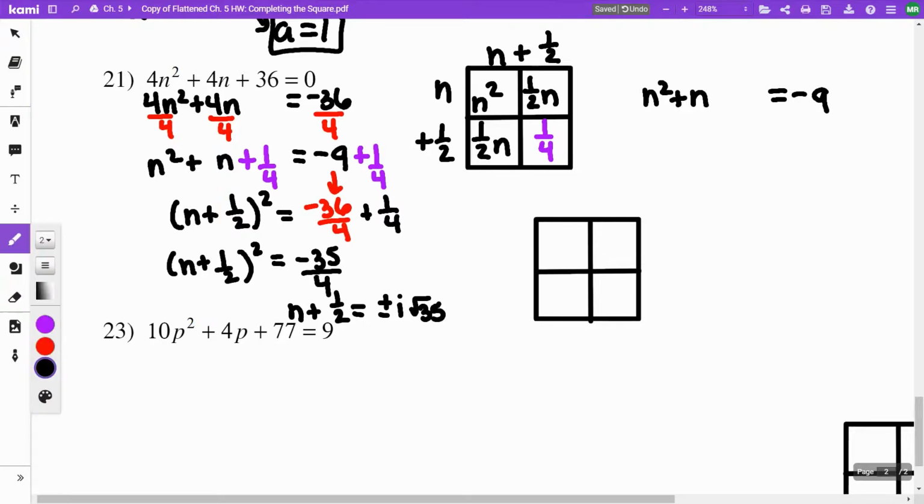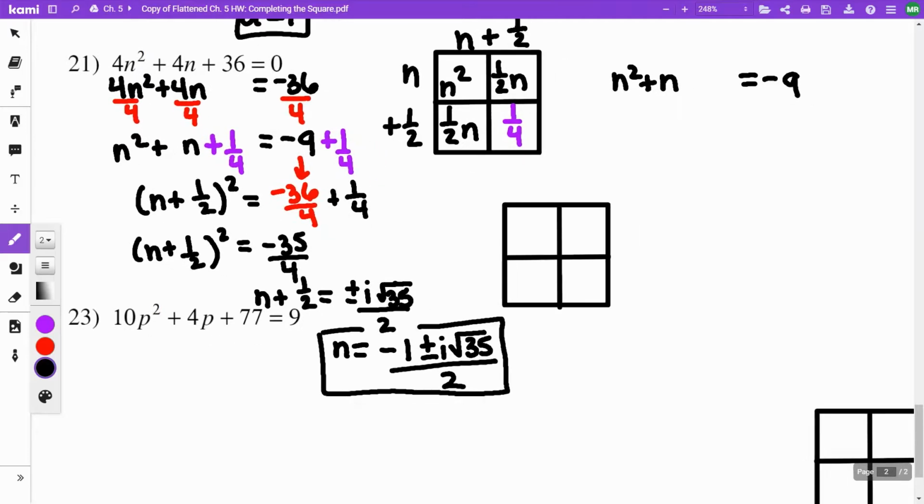I end up getting the square root of negative 35 is plus or minus i root 35, and the square root of 4 is 2. Now you'll notice I have a 1/2 and I have an i root 35 over 2. So I can simplify this to n equals negative 1, because I'm subtracting the 1/2, but I'm also doing it to another half. So since both of these are over 2, that is my answer.